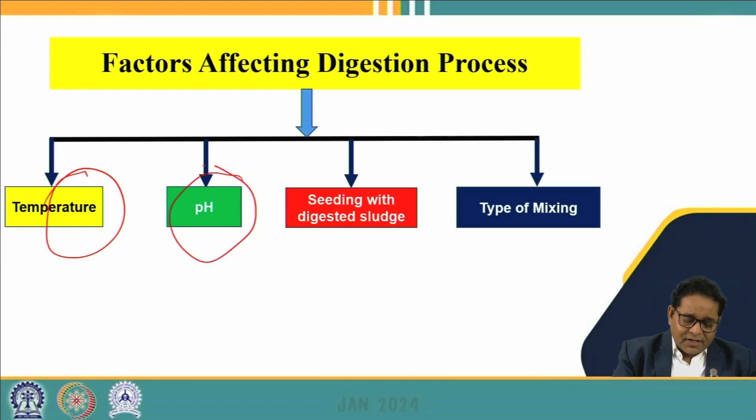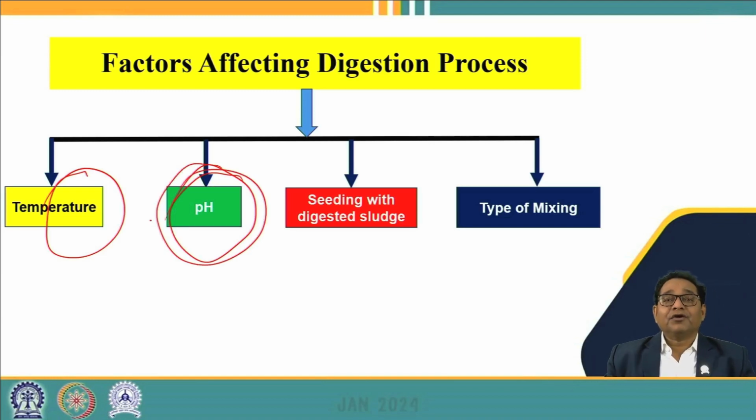pH is another important parameter which affects the digestion process. In the aerobic and anaerobic digestion mechanisms, a lot of acidity is produced which needs to be neutralized. So pH plays a very important role: if the water goes towards the acidic phase, this will adversely affect the digestion process. The seeding of digested sludge is another important tool which we can use for enhancing the process of digestion and the overall digestion efficiency.